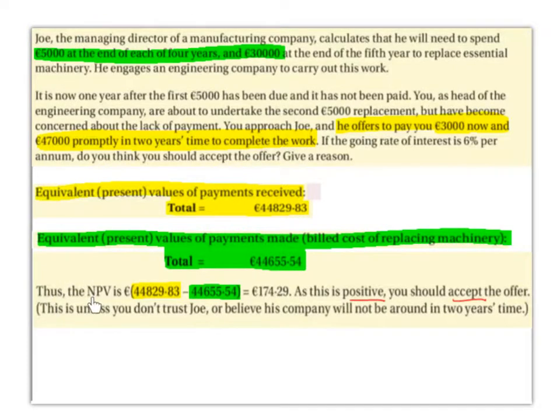Thus, the NPV, the net present value, is €44,829.83 minus €44,655.54, which leaves us with €174.29. Since this is positive, you should accept the offer. This is unless you don't trust Joe or believe his company will not be around in 2 years' time. So this is what Joe's offering, this is how much it costs you to replace all your machinery, and this is the balance.